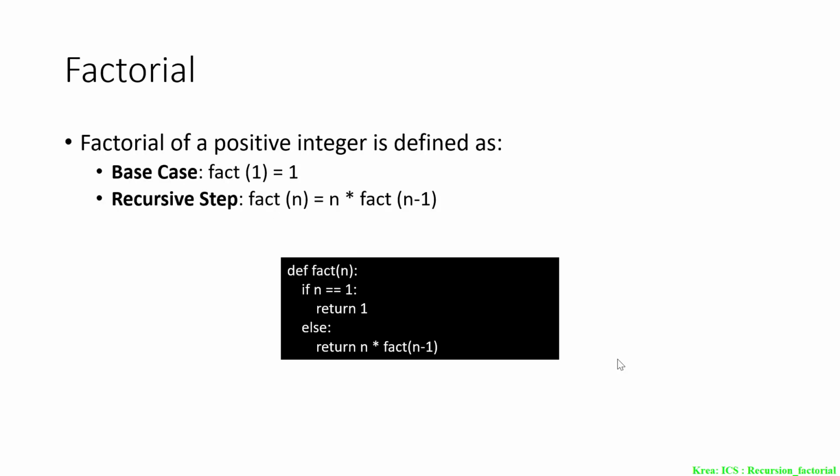So let's consider the example of computing the factorial of a number. Now the factorial of a positive integer is defined as the product of natural numbers from 1 till that number. Let's say the number is n, then factorial of n is equal to n times n minus 1 times n minus 2 and so on till 1. Now in the base case, we know that factorial of 1 is equal to 1 simply.